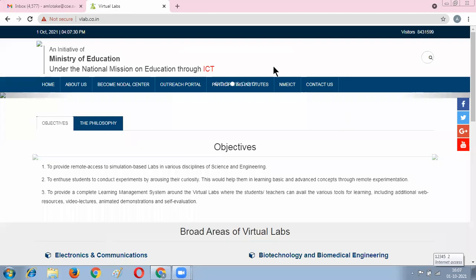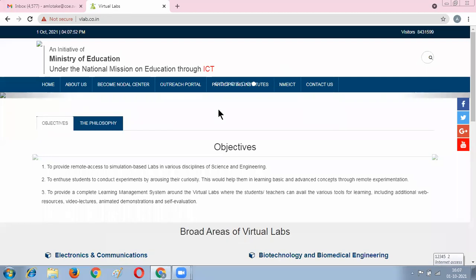Last time I told you about the virtual lab, what we have done in the virtual lab. We took one experiment, that is VI characteristics of diode, and I explained how we took that experiment. So now we will go through it again.